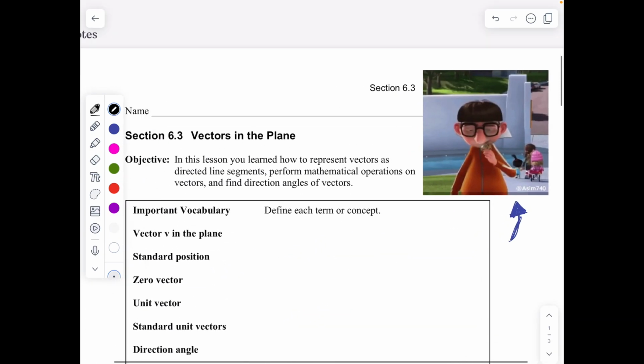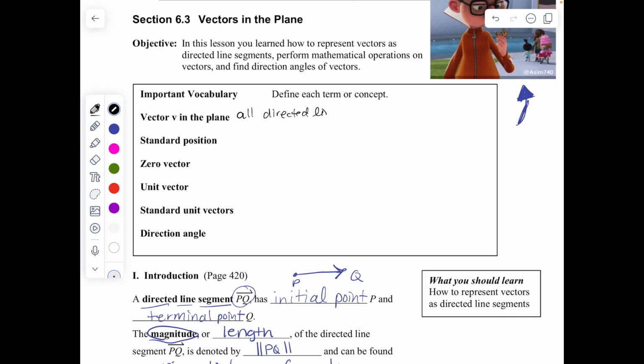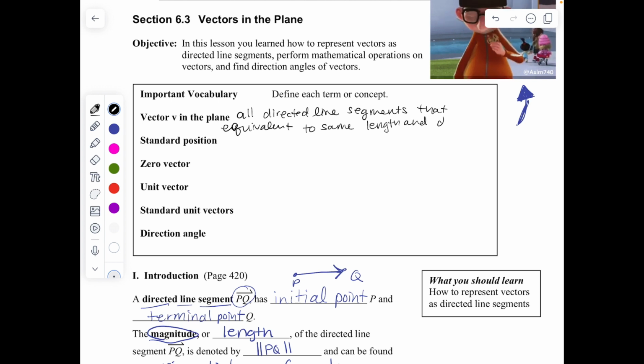All right, let's fill in our vocabulary really quick. Now we kind of have an idea of what we're talking about here. Okay, so remember a vector is actually all directed line segments that are equivalent to the same length and direction.